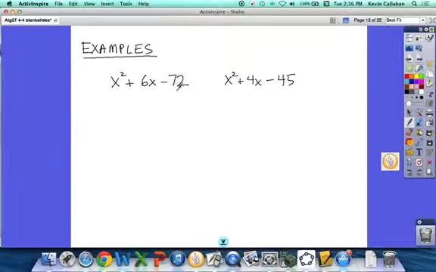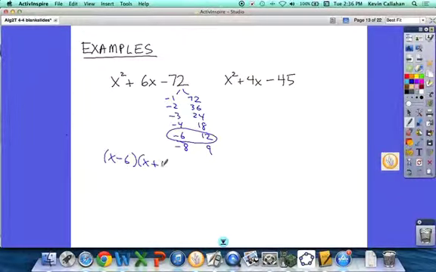So let's think. 72 has a lot of factors. 3 times 24, 4 times 18, 6 times 12, 8 times 9. Okay, now because the middle term is positive, we know the bigger number is positive and the smaller one is the negative. So which one of those add up to positive 6? The negative 6, positive 12. So x minus 6, x plus 12. Right. How about this one?